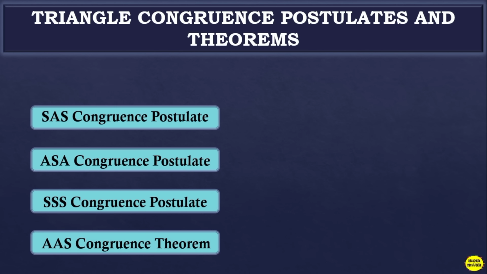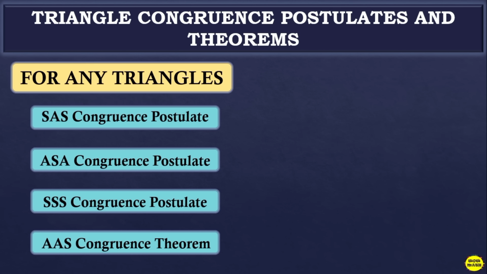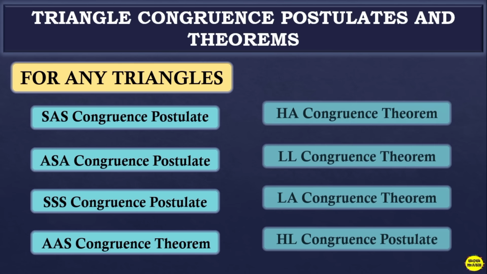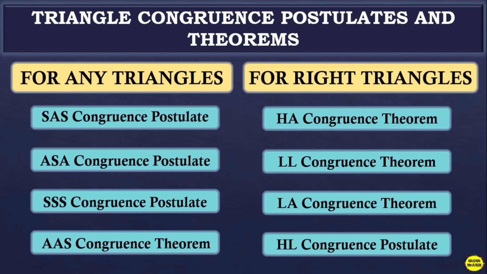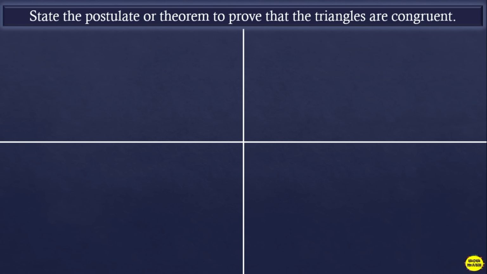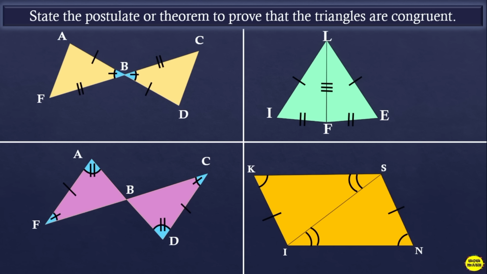So we have these congruence postulates for any triangles, and these congruence theorems and postulates for right triangles. These are the theorems and postulates we use to identify congruent triangles. State the postulate or theorem to prove that the triangles are congruent. The first figure is side, angle, side. This is an included angle. So this is by SAS congruence postulate.